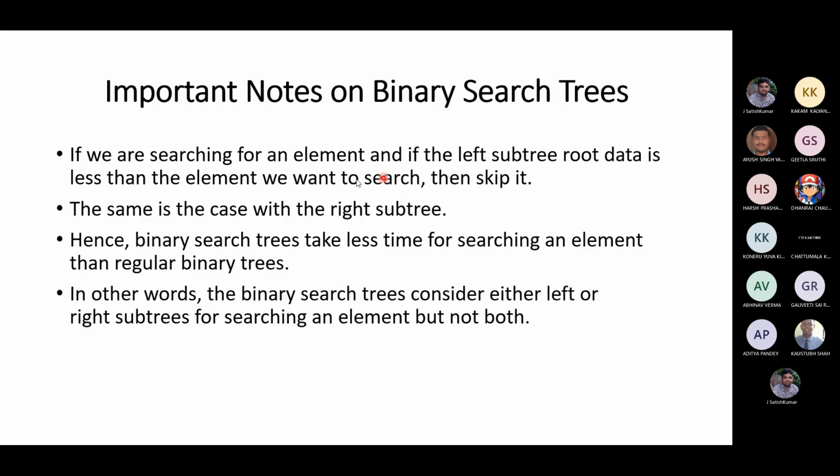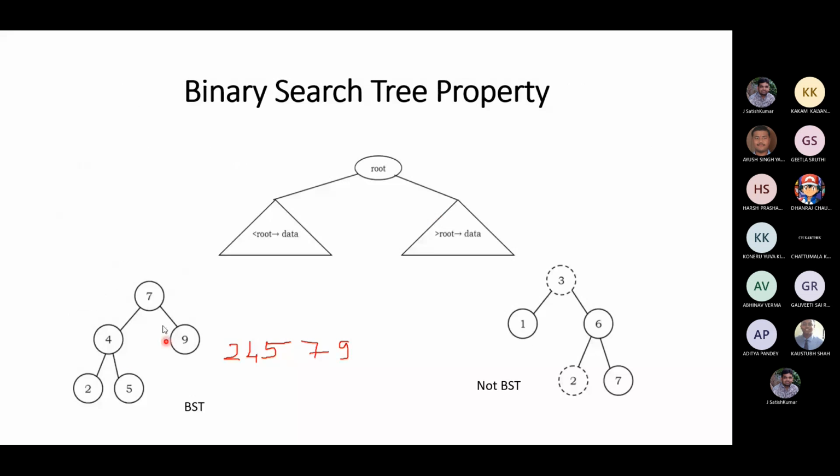As I told, if you are searching for an element, if the left subtree root data is less than the element, then we will not search the left side, we will only search the right side. The same case with the element you want to find in a tree. Suppose you want to find 9, you will compare 9 with 7. If the root element is less than the search element, you will not search the left side, you will search only the right side.